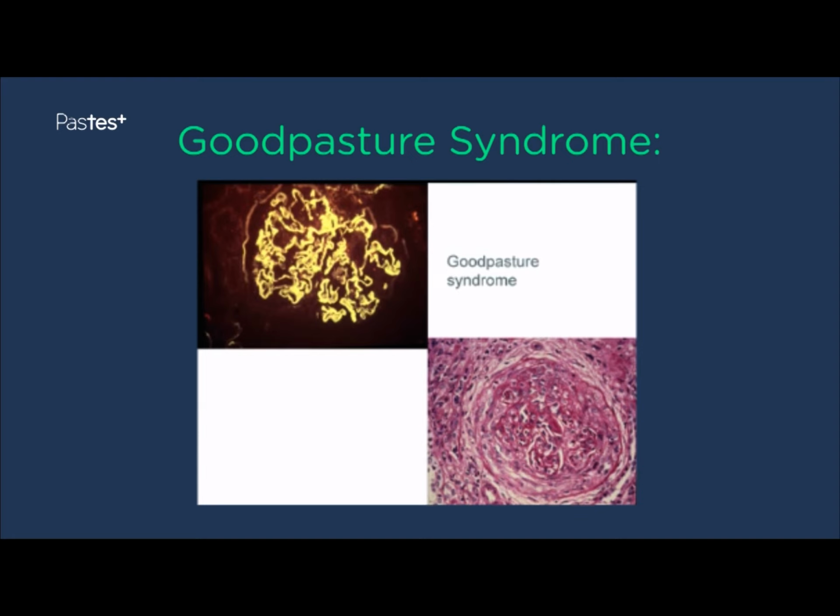As you know, Goodpasture syndrome is associated with anti-glomerular basement membrane antibody, and in the top left of this slide you can see the linear IgG deposition with immunofluorescence. The bottom right part of the slide shows a crescentic glomerulonephritis. You can see the crescent of fibrosis and epithelial cell proliferation obliterating the Bowman space.